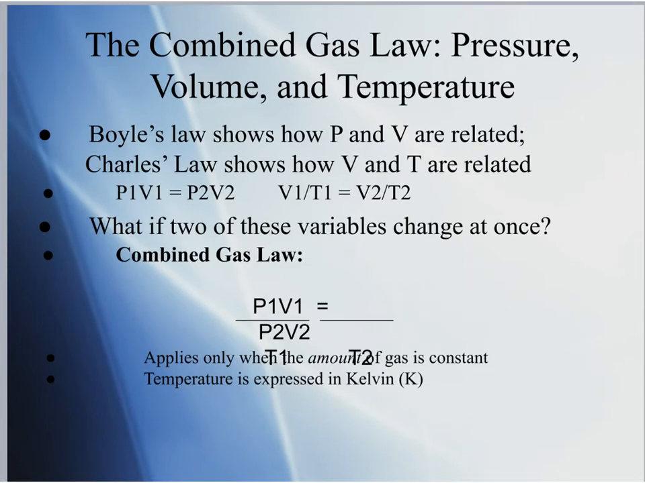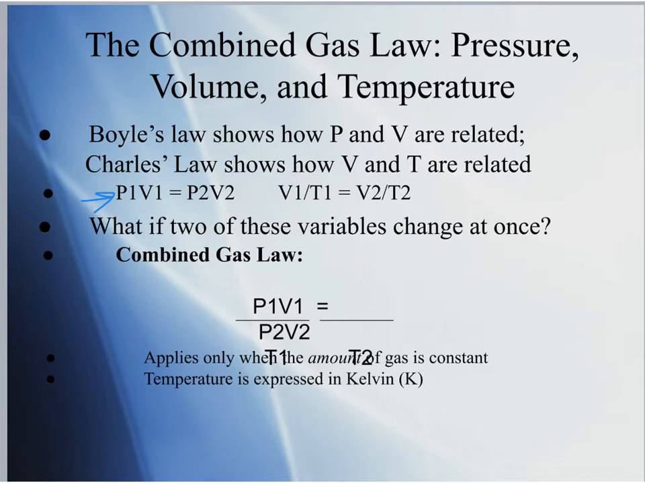In the previous lecture, we saw Boyle's law was a relationship between pressure and volume. We saw that they're inversely related, meaning that if pressure goes up, then volume goes down, or if pressure goes down, then volume goes up. So we have this gas law that stemmed from it right here, P1 times V1 equals P2 times V2.